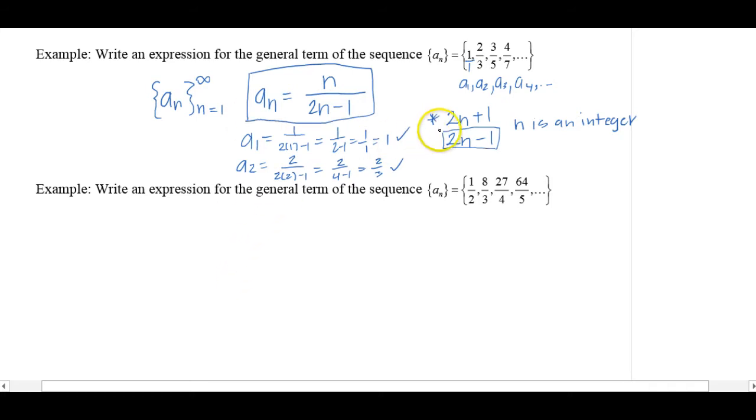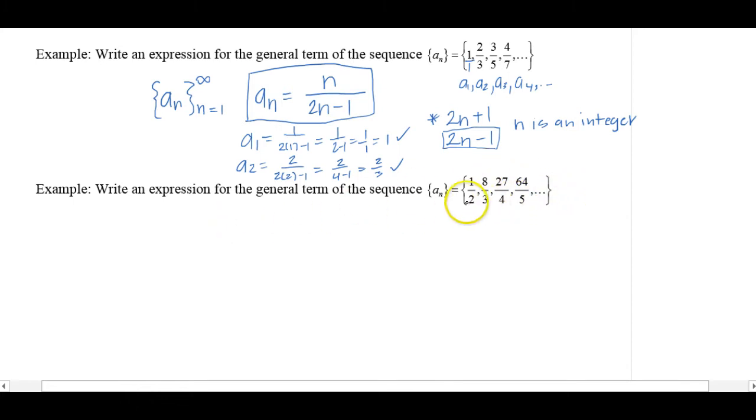So here, this tends to just be a little tricky because you have to recognize what the pattern is and how to obtain that pattern. So let's go ahead and do another example. We want to write an expression for the general term given this sequence: 1/2, 8 over 3, 27 over 4, 64 over 5, and so on and so on.